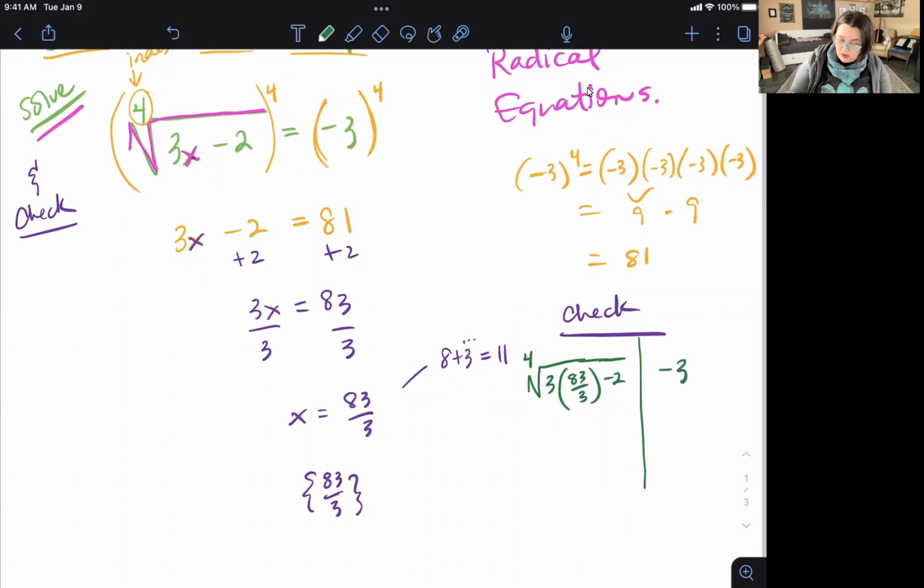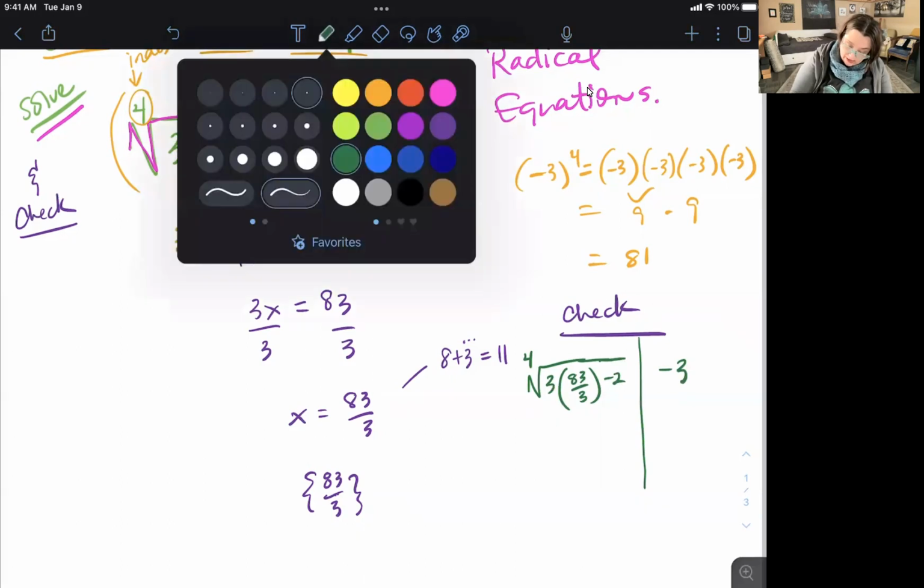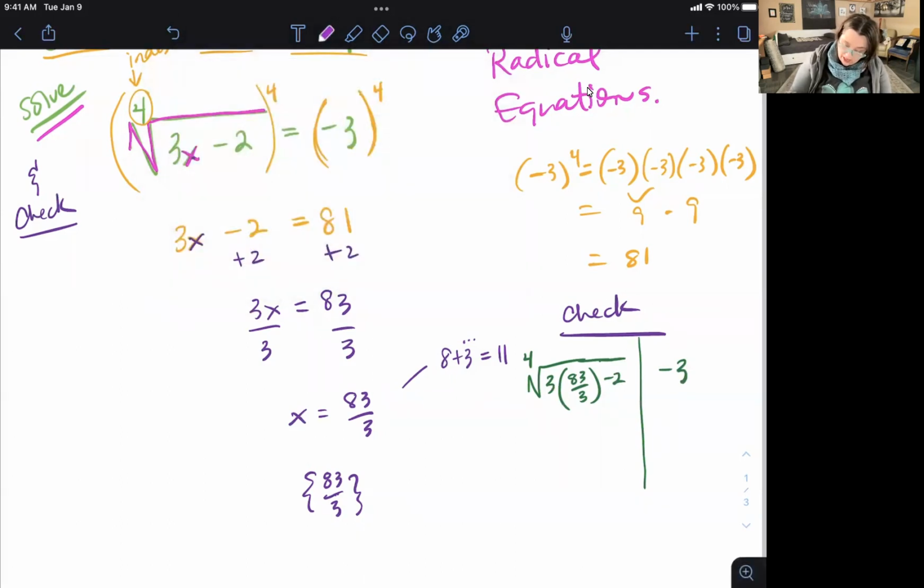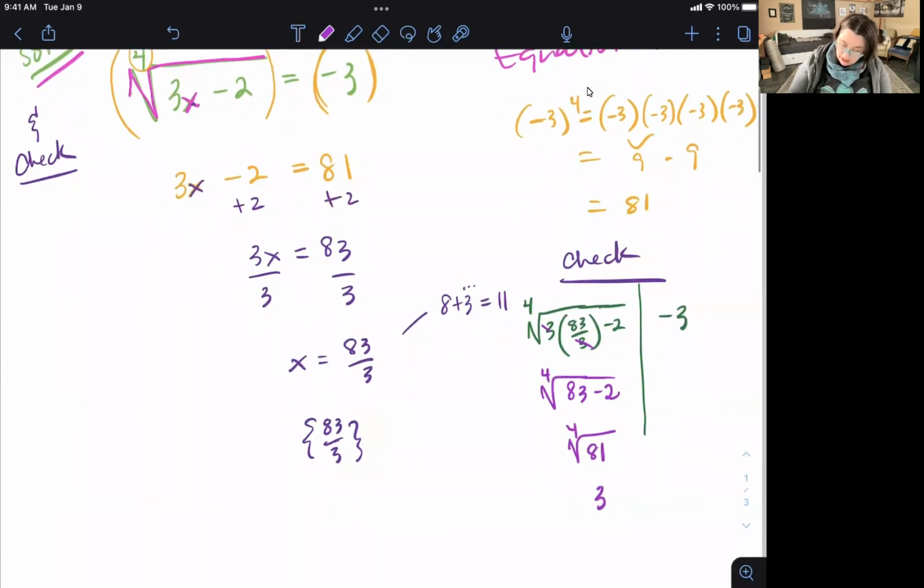And now I wouldn't be solving for x anymore. I'm actually plugging it in, evaluating to see if it works. The cool thing here is that even though this is a kind of a gnarly fraction, the 3's actually cancel. So I get the fourth root of 83 minus 2. And then that's going to be the fourth root of 81, which is 3. But hey, wait a minute, it's supposed to be negative 3.